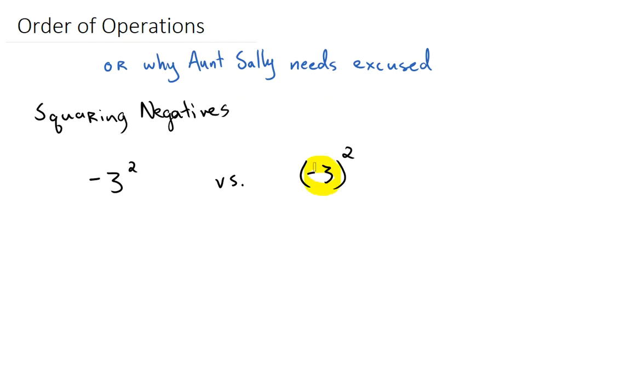We're thinking of all this stuff in the parentheses as one guy, and we're going to square it. So in other words, we're going to take -3 times -3, and negative times a negative is a positive, so that gives us 9. Okay, that feels right.